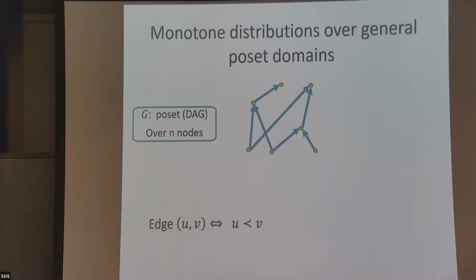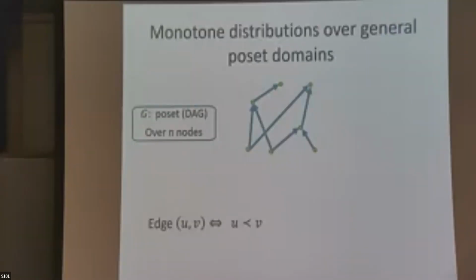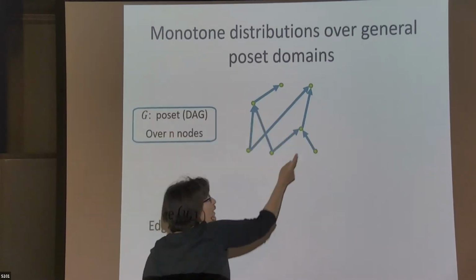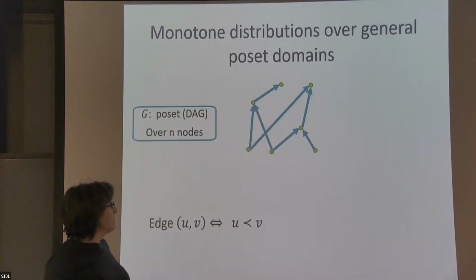I was just asking, this is a total order, right? It's a partial order. Why is it? Because these guys are not related. This could be bigger than this, or it could be smaller. I don't know. Oh, okay.